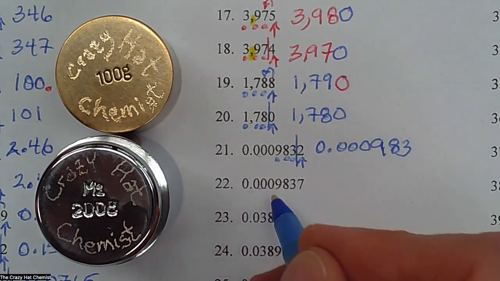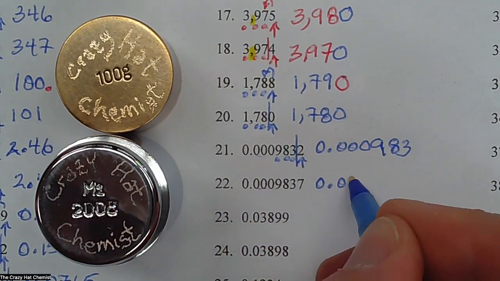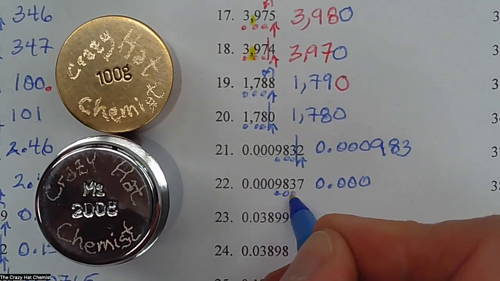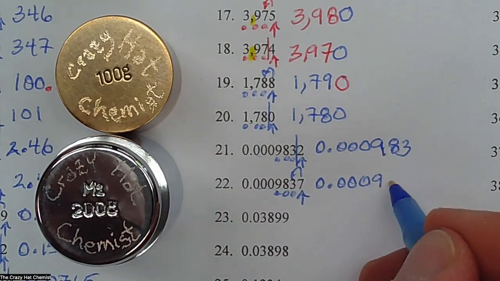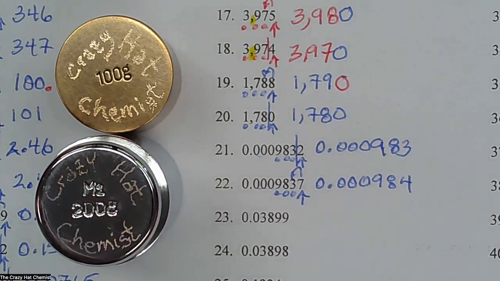And I got, again, 3 leading zeros, and that's 1, 2, 3 leading zeros. 1, 2, 3 significant figures, rounding with that 7, adding 1 to the preceding digit. That's 9, 8, and a 4.